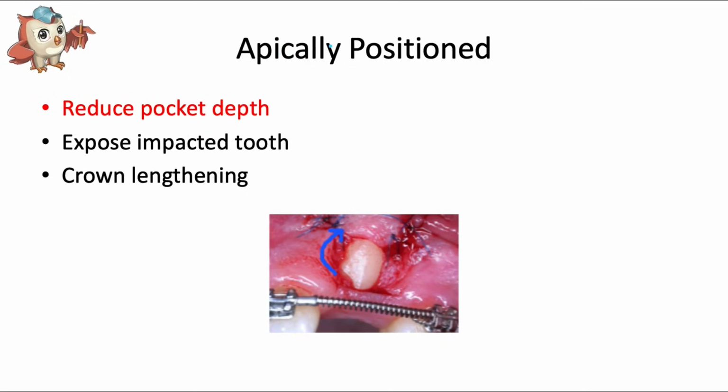All right, and then we have the apically positioned flap. It's also called the apically displaced or apically repositioned flap. One function of the apically positioned flap is that it reduces or eliminates a pocket by apically positioning the soft tissue wall of the pocket.